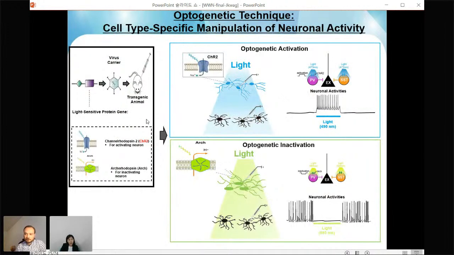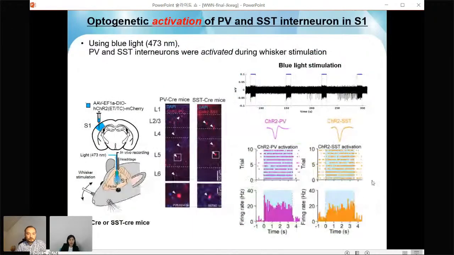In the PV-Cre or SST-Cre mice, we injected channelrhodopsin or ArchT to either activate or silence PV and SST interneurons. So using blue light in neurons that are expressing channelrhodopsin, the PV neuron will generate spikes, and likewise for SST interneurons. And if you express archaerhodopsin in PV or SST interneurons and shine a green light, these interneurons will be silenced. Using this methodology, we will see how PV and SST activation and inactivation change the iSR-IFR profile.